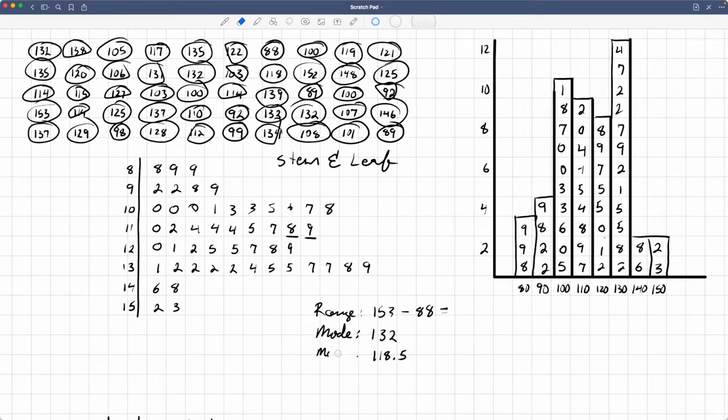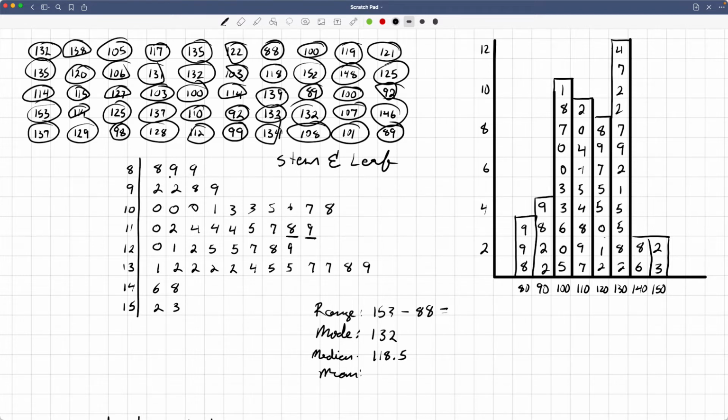Okay. Now, I'm sorry, that's not the mean. That's the median. I get those mixed up sometimes. I'm sure you do too. The median is the middlemost number. The mean is going to be the average. And what you would do for the average is add up each of these values, right? 88, 89, 89.